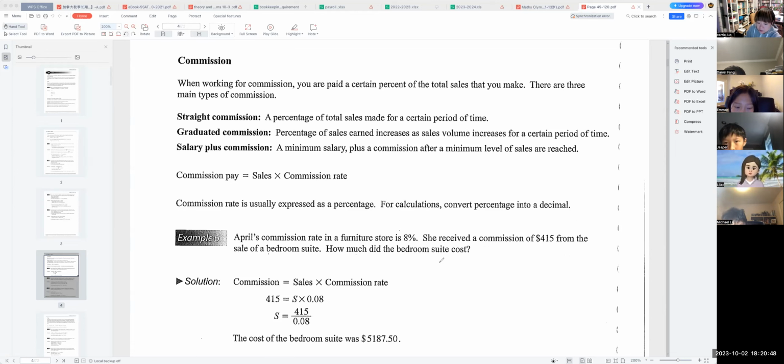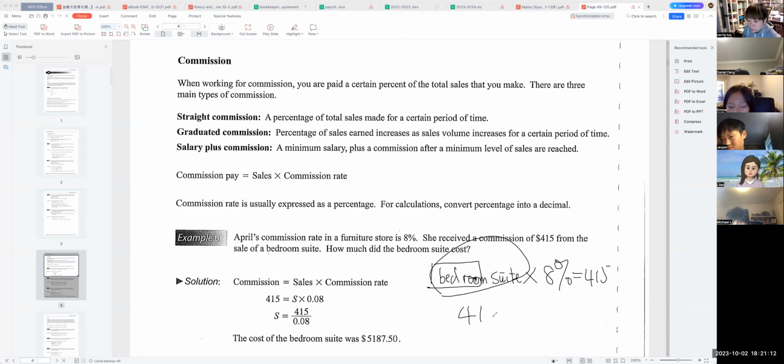Okay, the commission is how we calculate that. That's the cost of this bedroom suite times what? 8% equals 450. Understand? Okay, so how do we find out this one? So 450 divided by 8% equals 5,187.50.